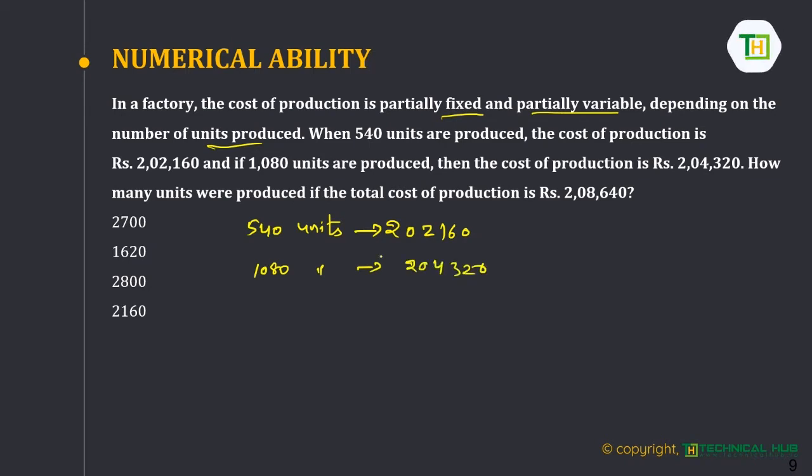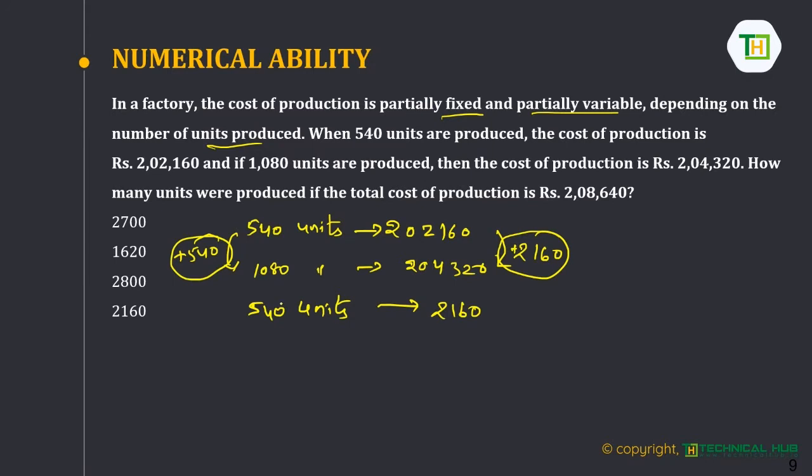2,04,320. Now, by using these two, you get one confirmation. If you observe carefully, the number of units is increased by 540, and the cost is increased by how much? Here, this is 2160 and this is 4320. It means the cost also increases by 2160. It means that 540 additional units cost 2160.